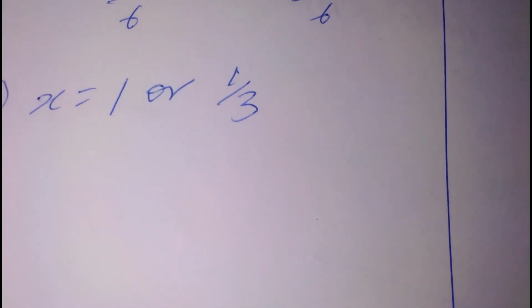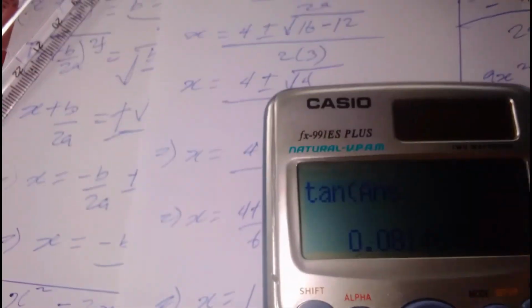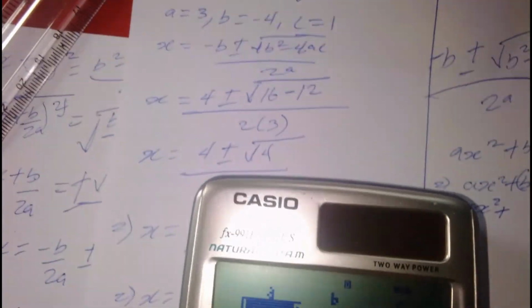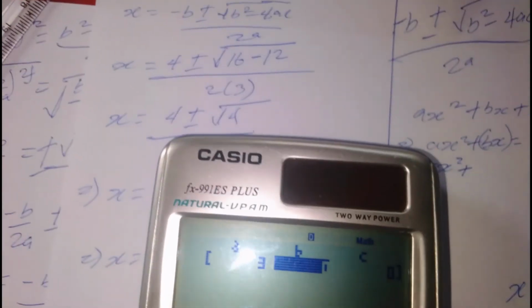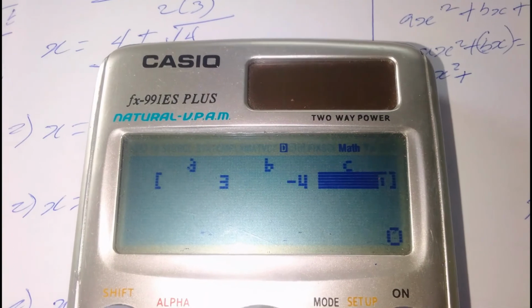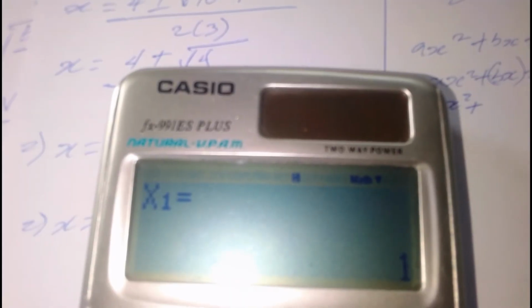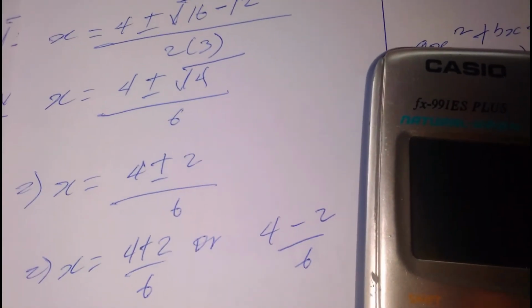Now let's check if it's correct by typing it into the calculator. 3, minus 4, plus 1. That's 1 and 1 over 3, so it's correct.